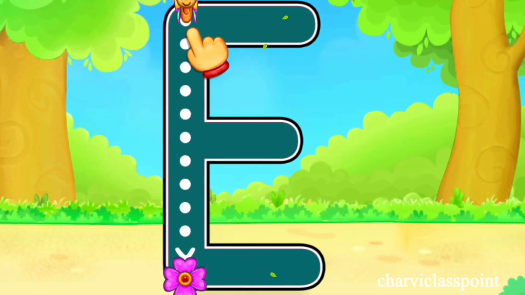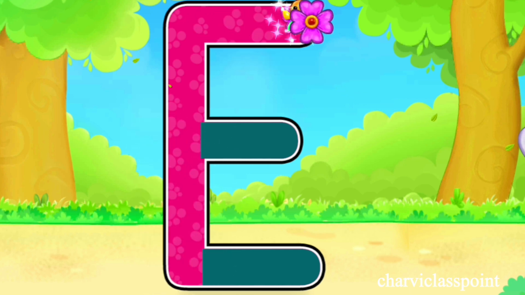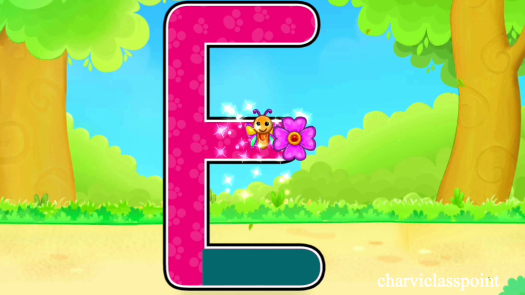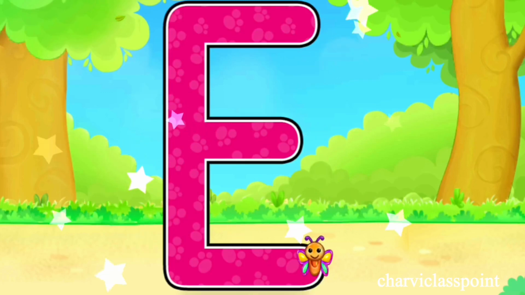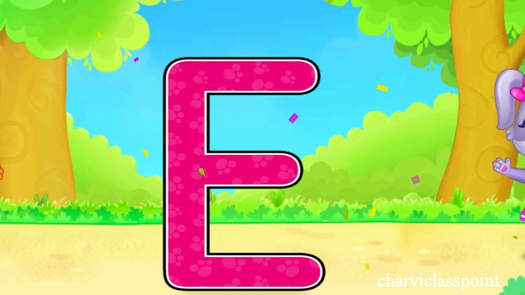This is letter E. Trace the letter E. Up to down. Left to right. Again left to right. Once again. And this is letter E. E for elephant. E for elephant. Amazing.